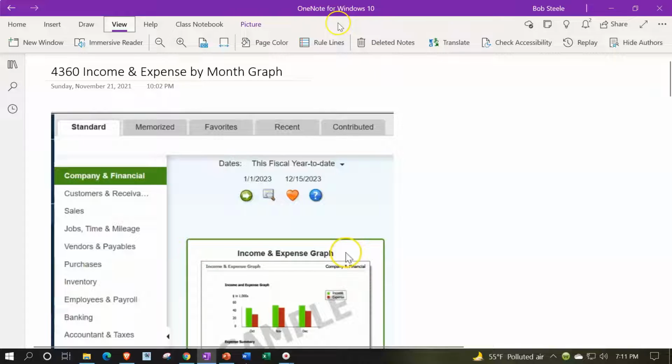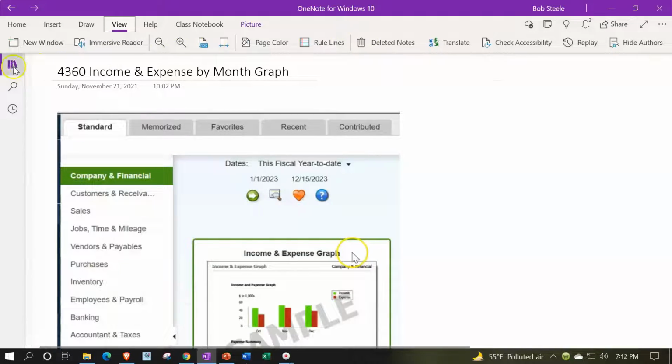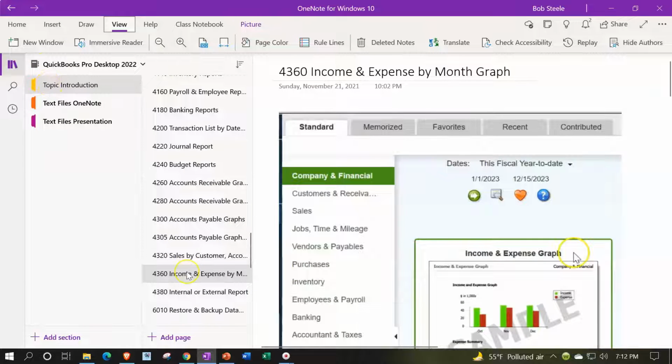If you have access to OneNote and would like to follow along, icon on the left-hand side, Topic Introductions 4360, Income and Expense by Month Graph. Also take a look at the Immersive Reader tool, Topic Introductions in the text area too, same name, same number, but with transcripts that can be translated into multiple languages, either listened to or read in them. Same name and number as presentations as well.